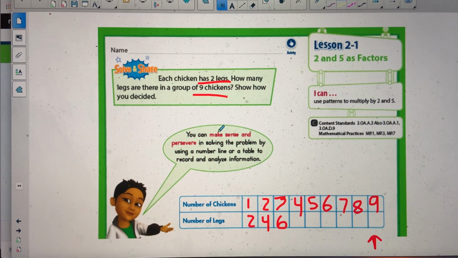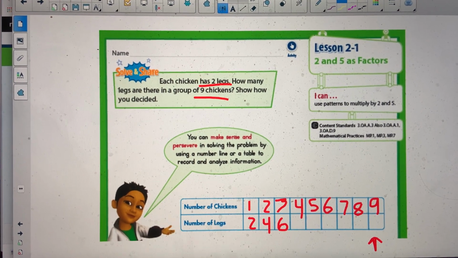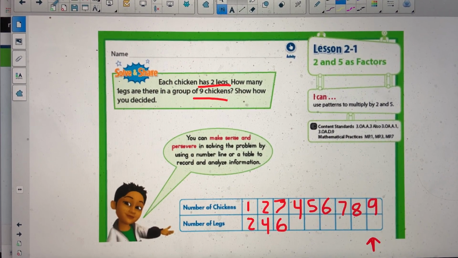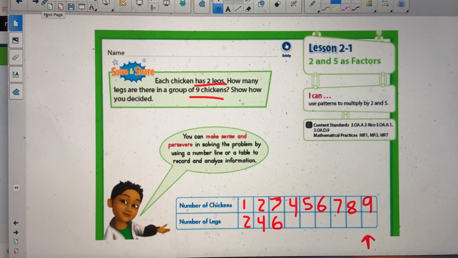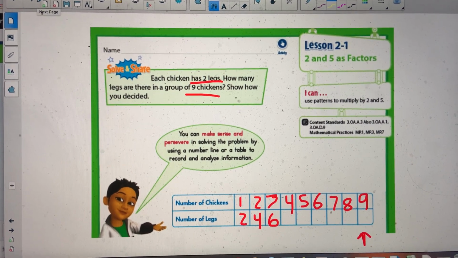So make sure you circle your answer. All right. You can pause this at any time as you go through. Try and do it on your own, and then hear what I have to say.